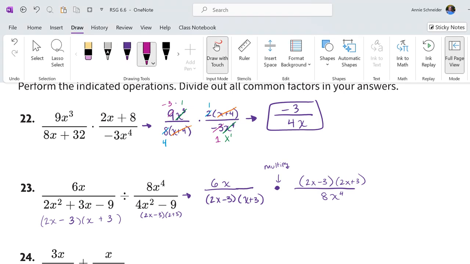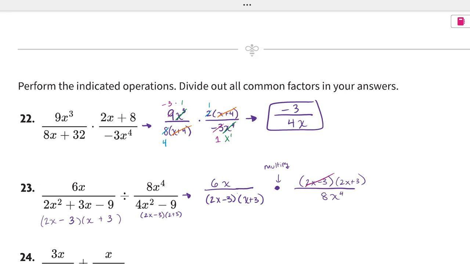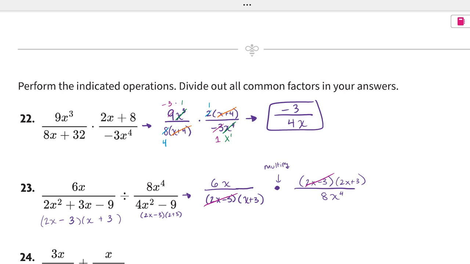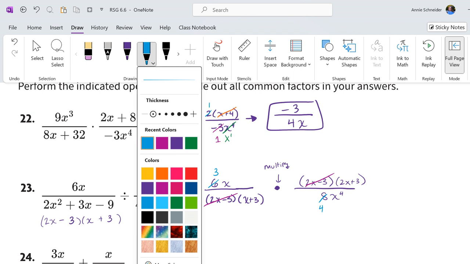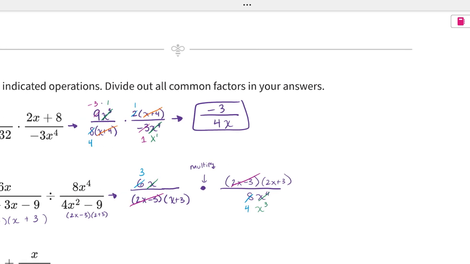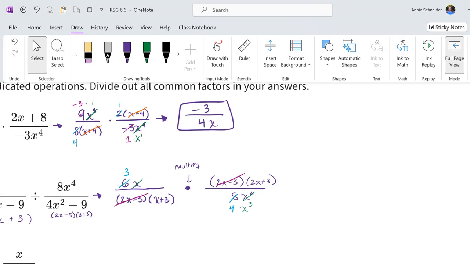So let's see what cancels. So 2x minus 3 and 2x minus 3, since those are the same, we can reduce those. We have 8 and 6. Those both have a factor of 2, so I can divide each one by 2 to make this 3 and make this one 4. And since I have an x, I can cancel that out and reduce this one to x to the 3rd.